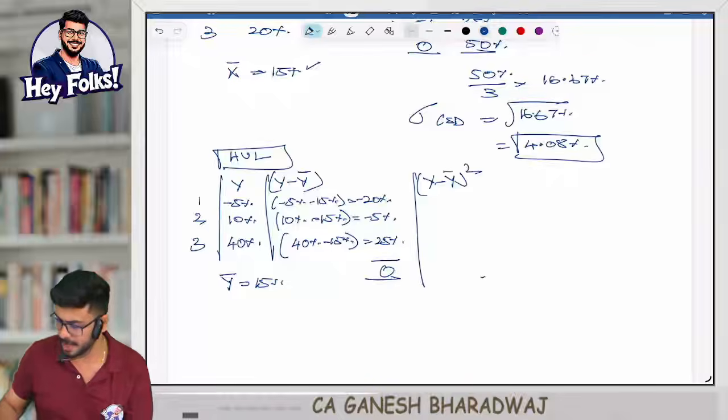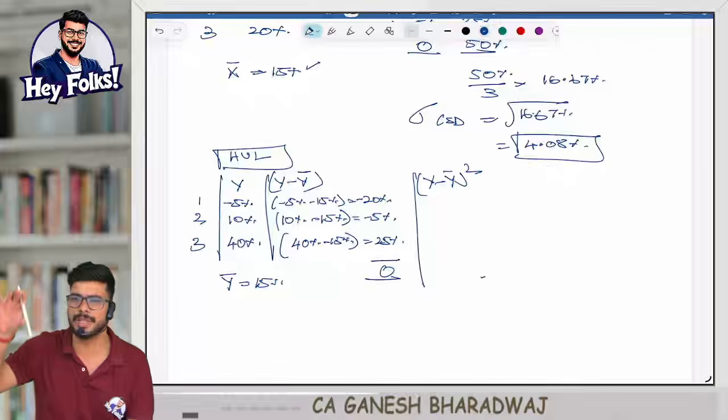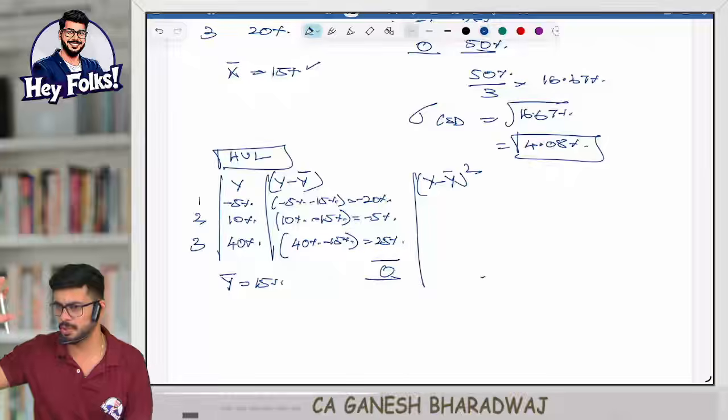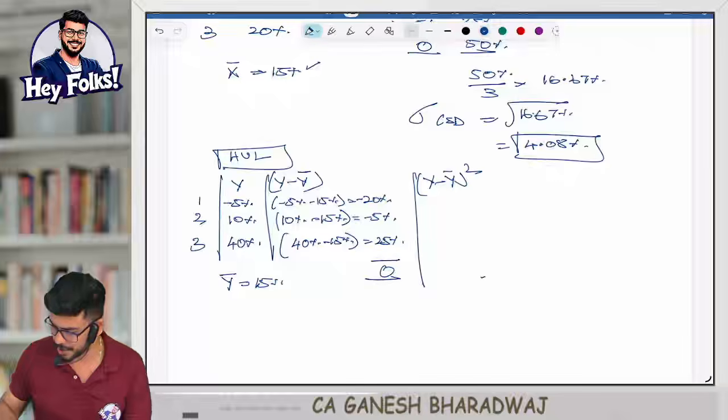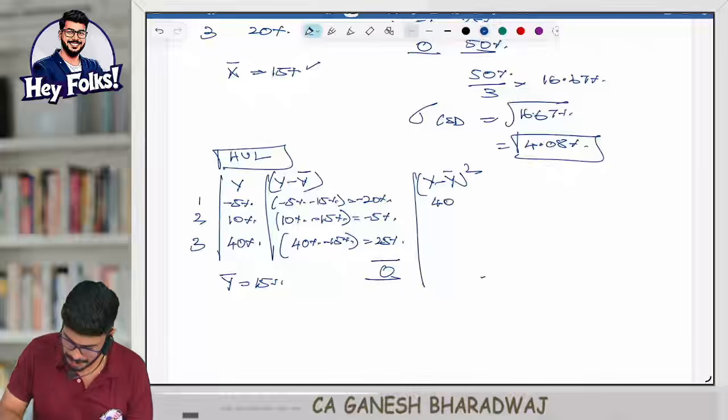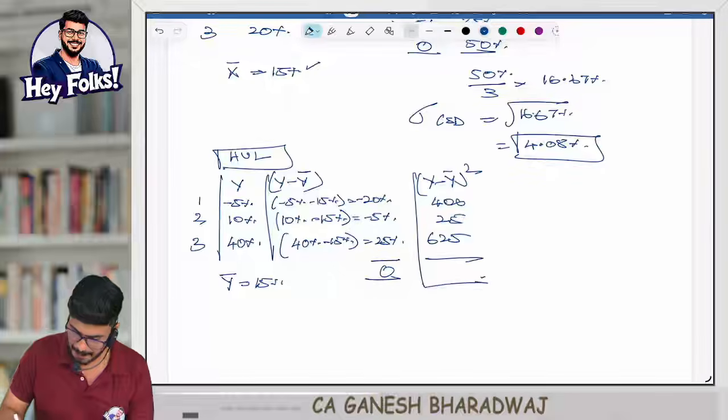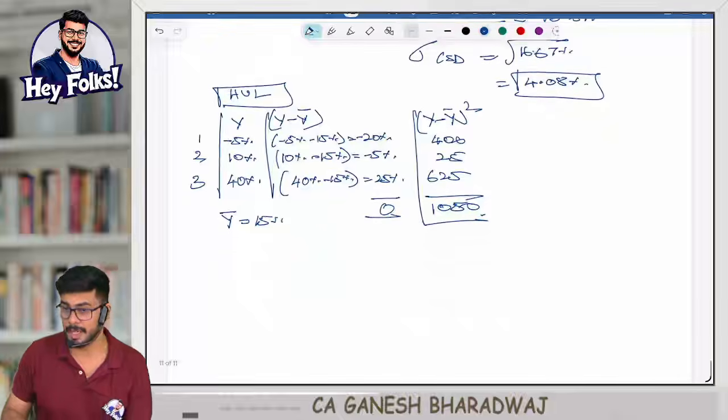So 20 square. You guys know how to square in your calculator? You know the shortcut? 20 into is equal to, you do. That's about it. Guys, for those who do not know, 20 into is equal to, you will get it. Is that clear? So how much do you get? You get 400. Then here 25, and here 625. Add up. 1050.